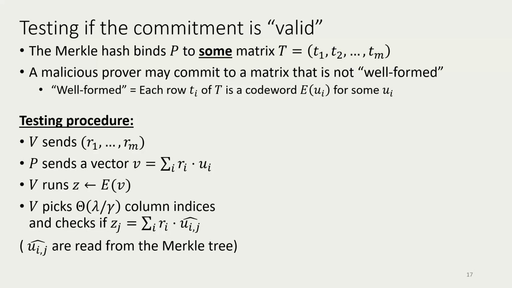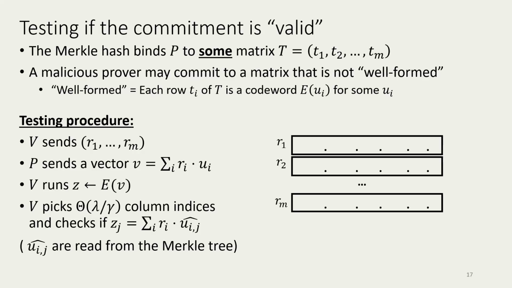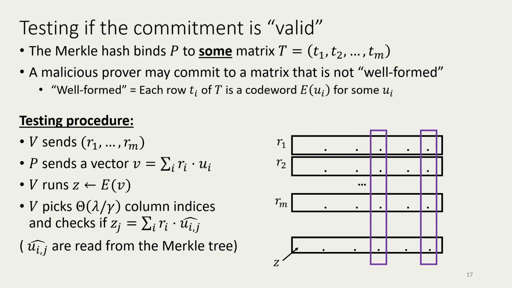It may be easier to visualize this. Suppose we have m rows. The verifier sends these m random challenges. The verifier, with the help of the prover, obtains this vector z. Then the verifier picks certain indices in the vector z and checks if those values equal the weighted sum of values in the encoded matrix. And it reads those values by using the Merkle tree.